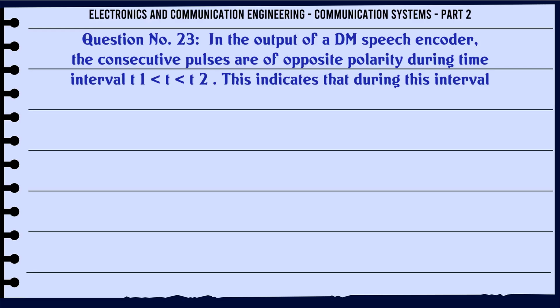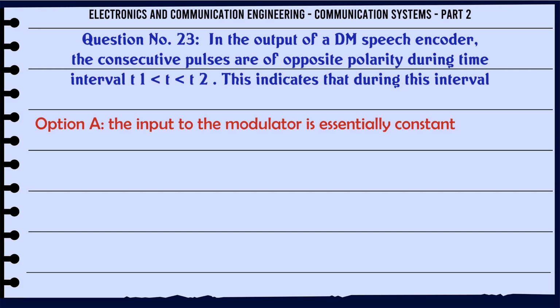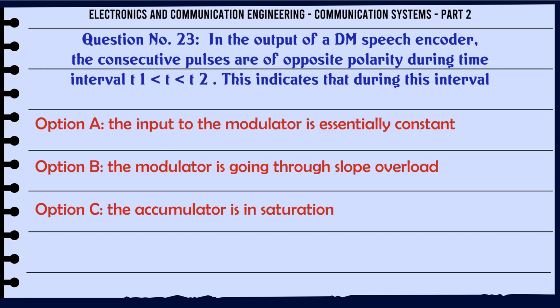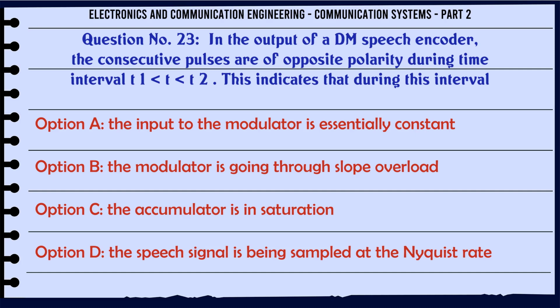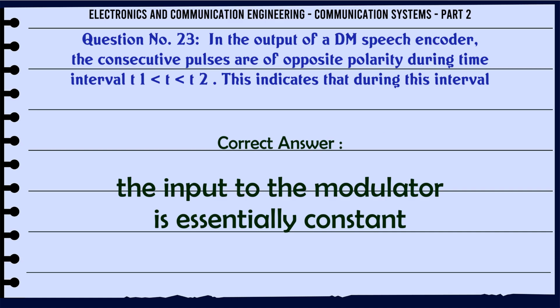In the output of a DM speech encoder, the consecutive pulses are of opposite polarity during time interval T1 to T2. This indicates that during this interval: A. The input to the modulator is essentially constant, B. The modulator is going through slope overload, C. The accumulator is in saturation, D. The speech signal is being sampled at the Nyquist rate. The correct answer is the input to the modulator is essentially constant.